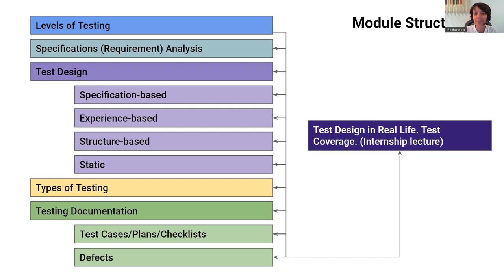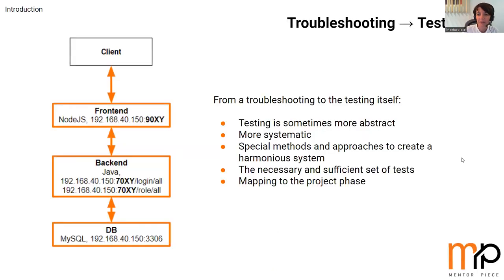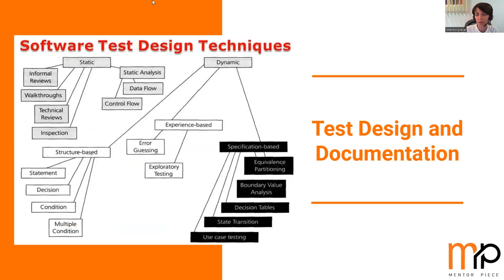And after, we will be able to ask questions about the requirement, to assess the requirement quality. We could start with the test design. Let me step a bit back to this picture from our first slide. And you can see here a very interesting schema of software test design techniques. Static and dynamic testing, specification-based and experience-based and structure-based testing, different types of reviews, different types of static analysis.